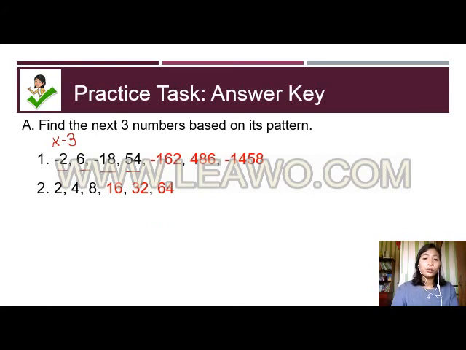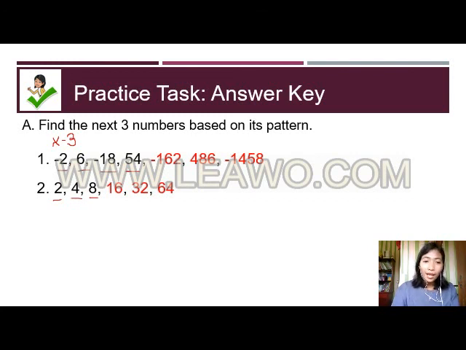Number 2, so you are given 2, 4, 8. Okay, so analyze again. Ano ang ginawa sa 2 para maging 4 sa susunod na term? Anong na yun din ang gagawin sa 4 para maging 8 sa susunod na term? Okay, so 2 times 2, that becomes 4 times 2, then that becomes 8. So that is the pattern. We multiply each term times 2, by 2, to get the next term.